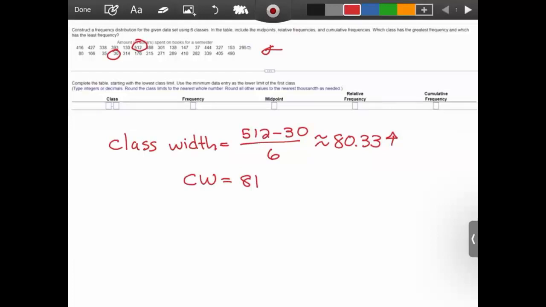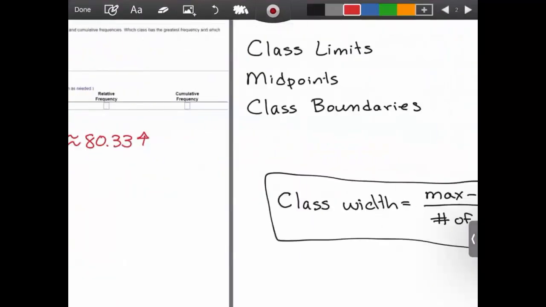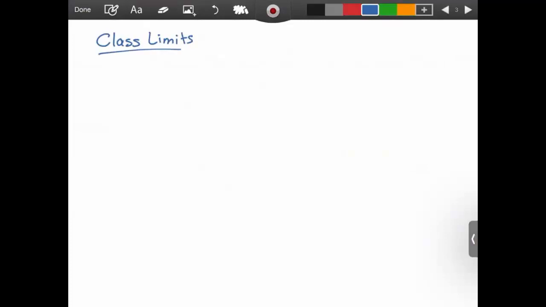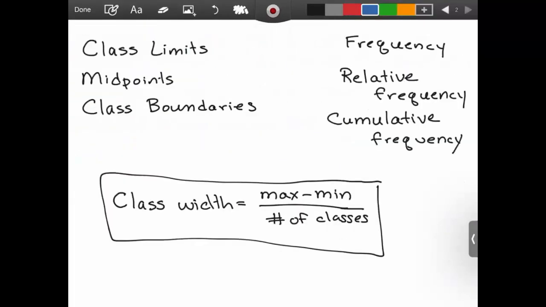All right, next. In order to construct the frequency table, let's start off with what's called the class limits. And that's what's being asked about over here on the homework. So with class limits, there's going to be a lower limit and an upper limit. The lower limit is going to be the minimum of our data set, which we already figured out was 30.